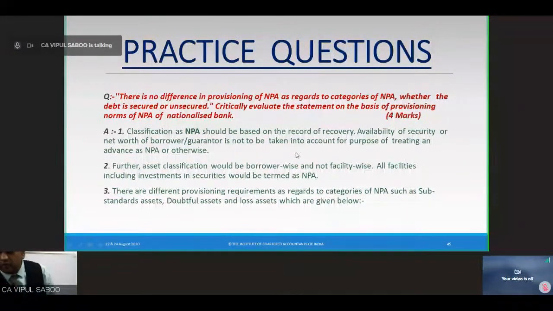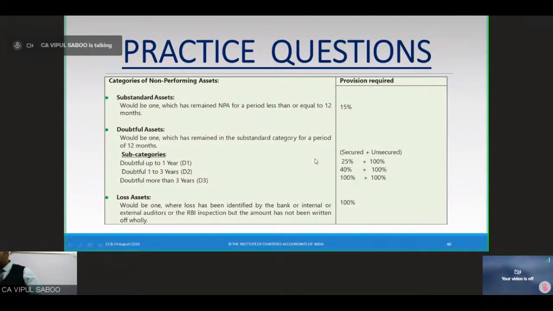The banks make provision on them. Classification of NPA should be on the record of recovery. It should be borrower wise and not facility wise. What are the provisioning requirements? Here you go. You make provisions like this. For standard assets, even for your standard assets as well, you make a provision of 0.25%. Right? For substandard, on the outstanding amount as on year end date, 15%.